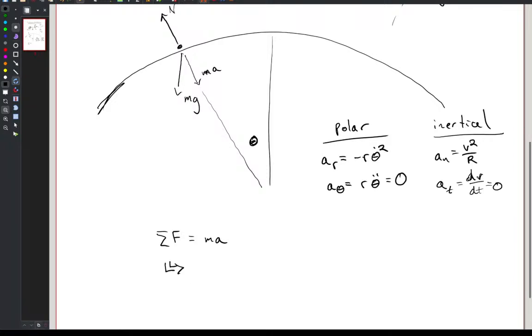So if we take the sum of the forces equals ma, what does that look like? Whether you want to use polar or the inertial frame, you can pick your poison, but either way we'll end up with the same equation. It'll just look a little different because we're starting with different assumptions, different views of the same problem. I guess the other option was Cartesian, just leave it as Cartesian, but no.